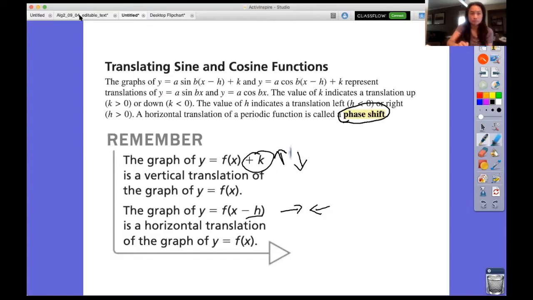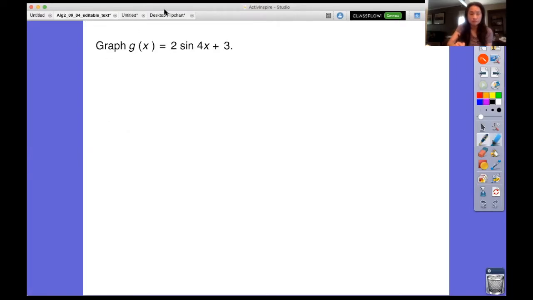Okay. Now let's do some problems. And let me open up Desmos so that we can see it in Desmos. Share my screen, Chrome.